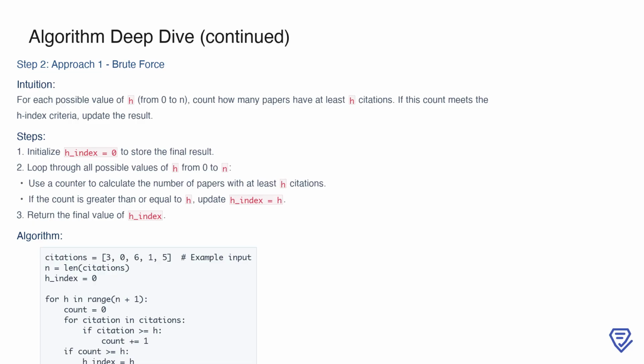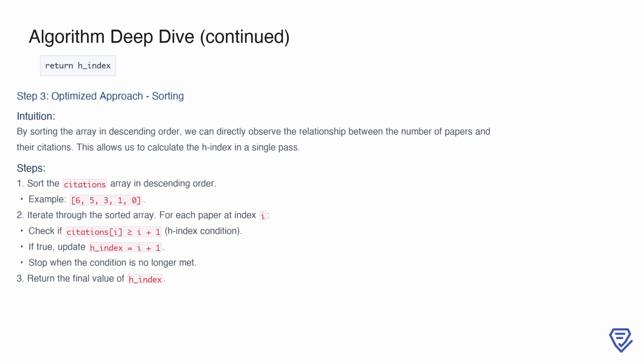This approach ensures correctness by checking every possible value for h, but it involves a nested iteration, which can be computationally expensive. After completing the nested iterations, the final value of h_index is returned as the result. While the brute force method is straightforward, it is not the most efficient solution due to its n² time complexity. To address this, we can consider an optimized approach that leverages sorting to simplify the calculation.